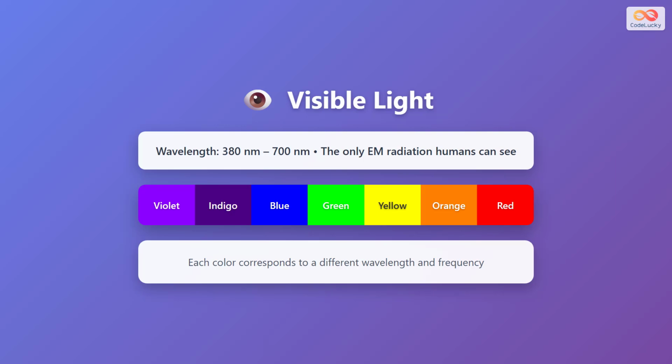Now we reach visible light, the only portion of the electromagnetic spectrum that human eyes can detect. Visible light has wavelengths ranging from 380 to 700 nanometers. This narrow band contains all the colors we can see, from violet at the shortest wavelength through indigo, blue, green, yellow, and orange, to red at the longest wavelength. Each color corresponds to a specific wavelength and frequency. This rainbow of colors is what allows us to see and perceive the world around us in all its beauty and detail.